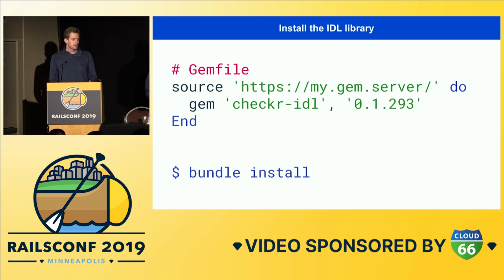So how do you actually install or start to use the auto-generated code? Like I said, we now have a private gem in our gem repository that you can start to access. So you simply need to define a new source for the internal repository and say gem install checkr-idl, and then specify the version that you want to start using. Generally, we always advocate for backwards compatibility, so you're always safe as a client using an older version of our IDLs. Then you would run bundle install, and you're ready to go.